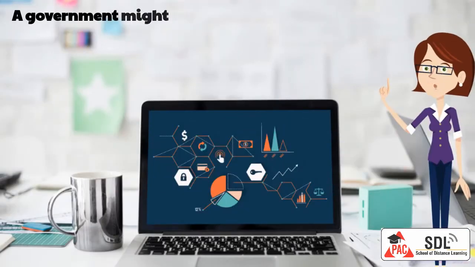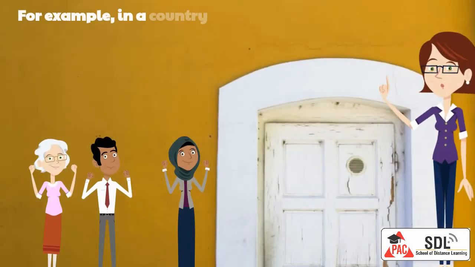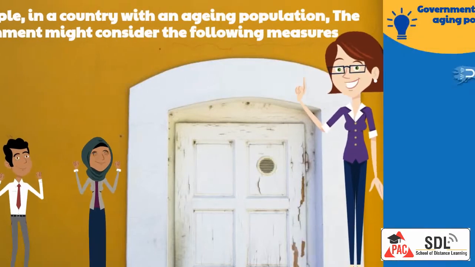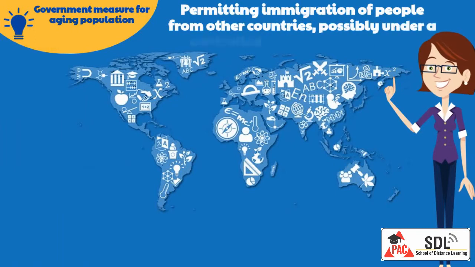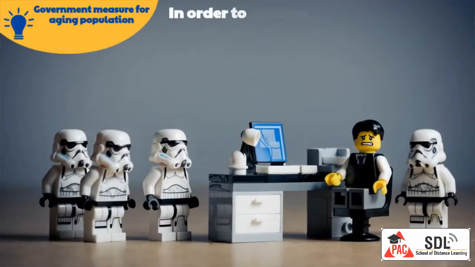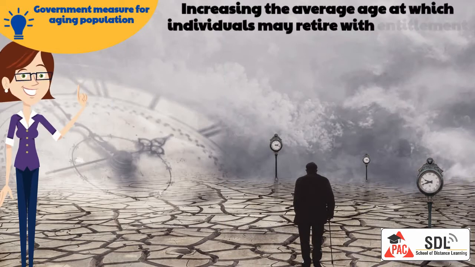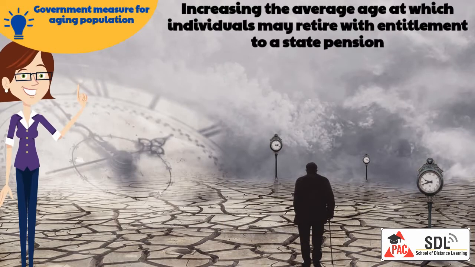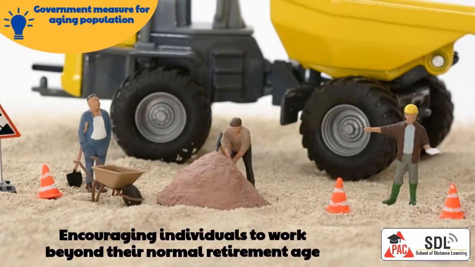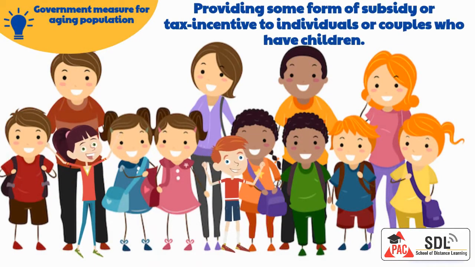A government might try to develop a policy for social and demographic change. For example, in a country with an aging population, the government might consider the following measures: permitting immigration of people from other countries, possibly under a controlled immigration scheme, in order to increase the size of the population at working age; increasing the average age at which individuals may retire with entitlement to a state pension; encouraging individuals to work beyond their normal retirement age; providing some form of subsidy or tax incentive to individuals or couples who have children.